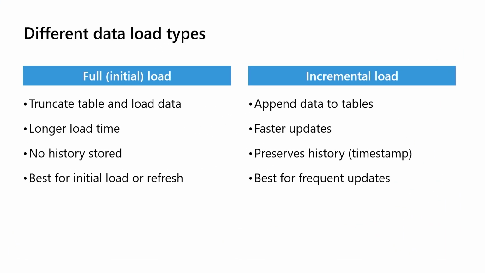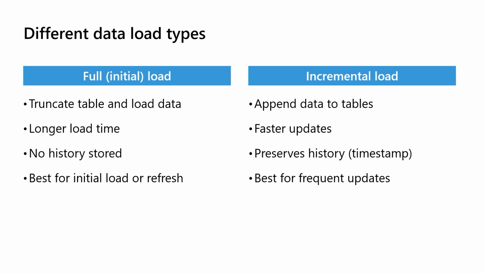There are different data load types that we need to discuss: the full or initial load, and the incremental load. The full or initial load is the process of pre-populating the data warehouse for the first time. All the tables are truncated and reloaded, and the old data is lost. This load can take longer to complete due to the amount of data being handled. It's also easier to implement as there's no history being preserved.